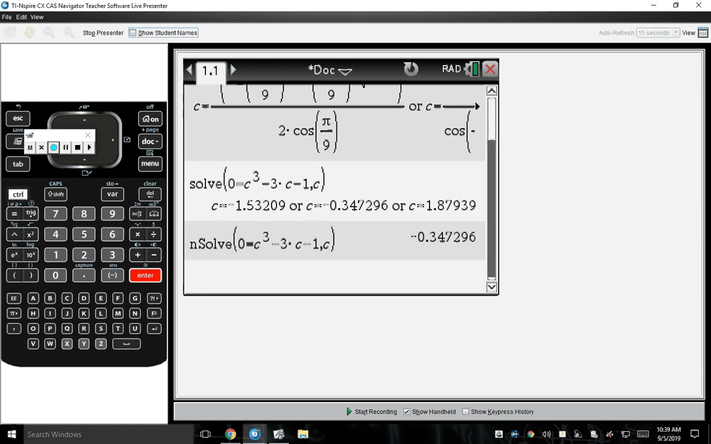The CX model that is not the CAS will only give you one answer. But the CAS, which is allowed on everything except the ACT, you can have multiple answers with the menu 3.1 solve feature. Are we good? Questions before I keep going?